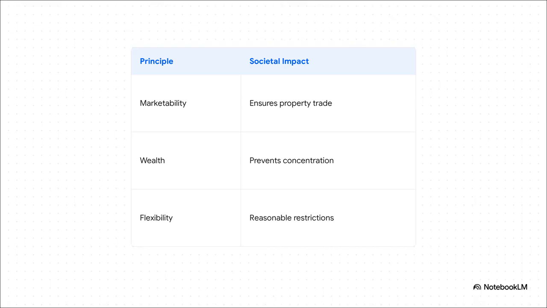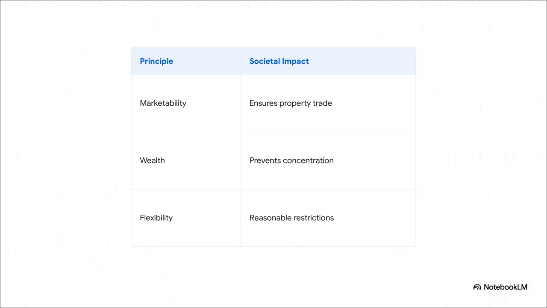A top-tier distinction answer must always conclude with a structured critical analysis of the jurisprudence. Let's systematically read the table. Principle, marketability. Societal impact, ensures marketability of property. Principle, wealth. Societal impact, prevents concentration of wealth. Principle, flexibility. Societal impact, allows flexibility through reasonable restrictions. As future lawyers, you must understand how this law perfectly balances the absolute incidence of individual ownership with the broader societal need for free-flowing property.